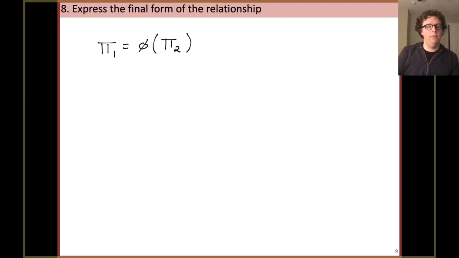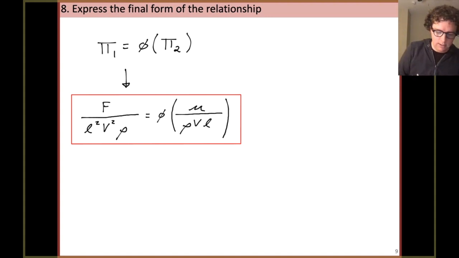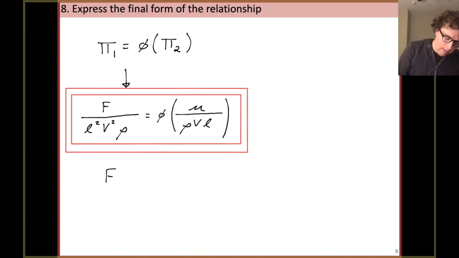So we've checked our work, we feel good about our pi terms, and so we can then write the final form of the relationship, which should look like pi 1 is some function of pi 2, or in this case, plugging in the actual pi terms. So this terminology written here, that is the ultimate answer that we were after. You'll recall we were asked to derive a relationship that had dimensionless variables that describe the problem, and this is where we ended.